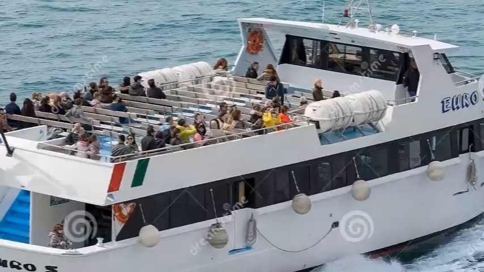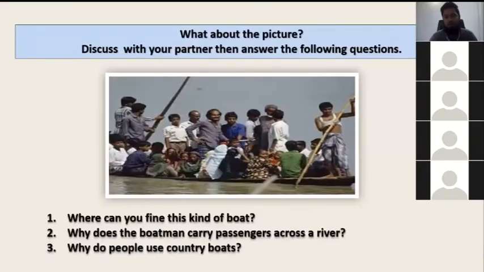So what about the picture? Discuss with your partner, then answer the following questions. There are lots of students who can discuss with your partners, but I'd like to ask you to discuss with me. So where can you find this kind of boat? In Bangladesh, right.